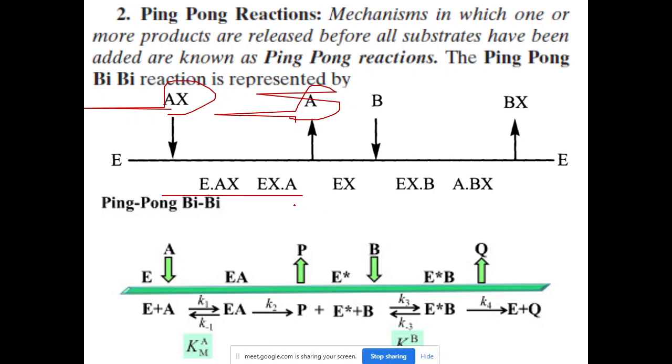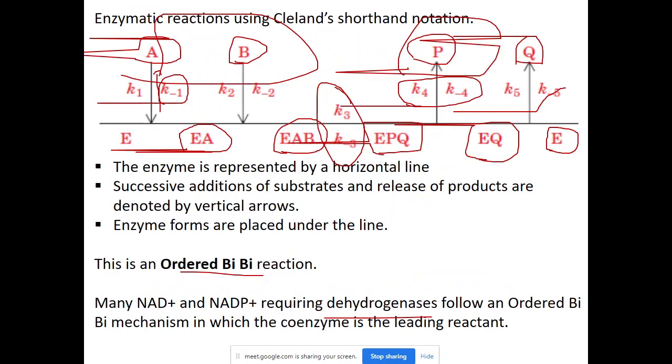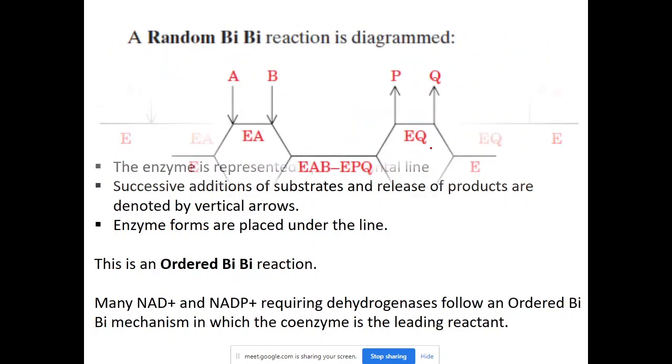Now, what is sequential? We talked about sequential here, right? In the sequential mechanism, both the substrates, that is A and B, have to be bound to the enzyme before the first product P is released. Is it clear? Yes. Now move to the ping pong.